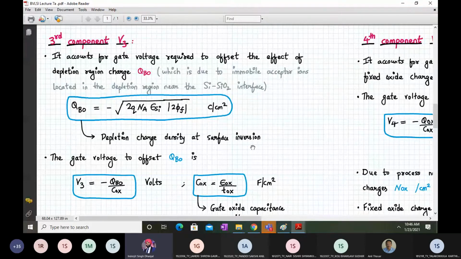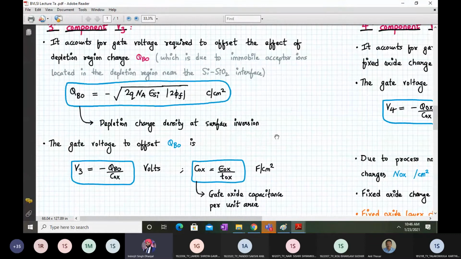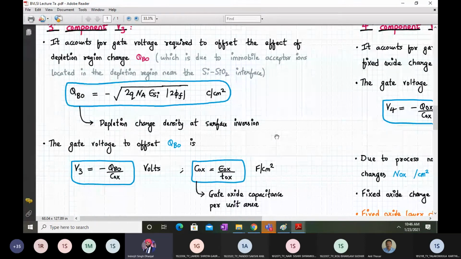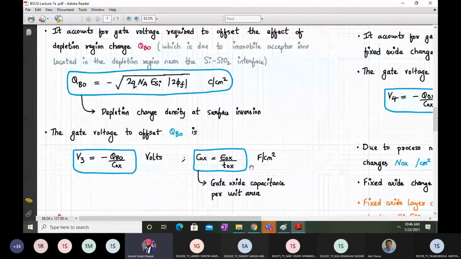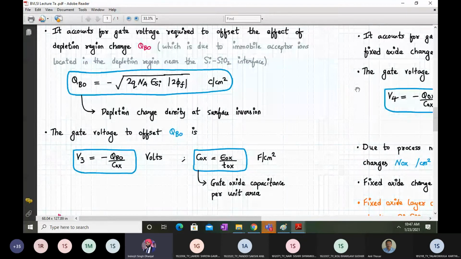So the gate voltage required to offset QBO is given by the charge upon capacitance. So Q is equal to CV, right? We have to offset that voltage, so that's why the minus sign comes. Hence V3 is given by minus QBO upon Cox, where Cox is the gate oxide capacitance, and that is in volts. We already know the formula for Cox, which is epsilon Ox upon Tox, whose unit is farad per centimeter square. And this is the gate oxide capacitance per unit area. I hope you have noted down the third component.